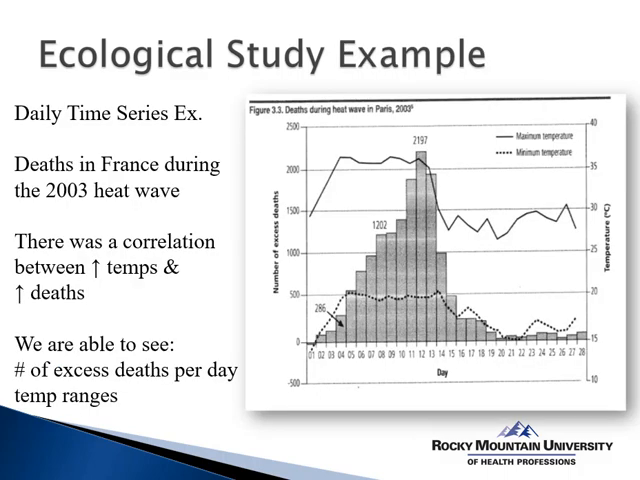Why were there excess deaths? We see that there was an increase in temperatures, but what were the risk factors in addition to temperature? Were these all individuals that were older? Were these individuals that were immunocompromised? Did these individuals lack access to air conditioning units?